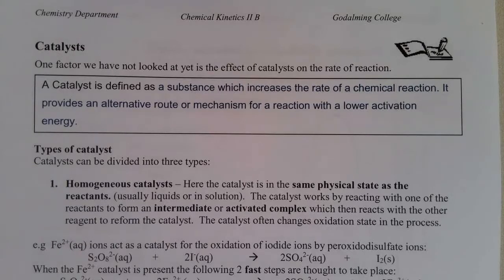A catalyst is defined as a substance which increases the rate of reaction. It does this by providing an alternative mechanism with a lower activation energy. And that's the definition of a catalyst, a species which provides this alternative mechanism with the lower activation energy. Now we can divide our catalysts up into three different types.